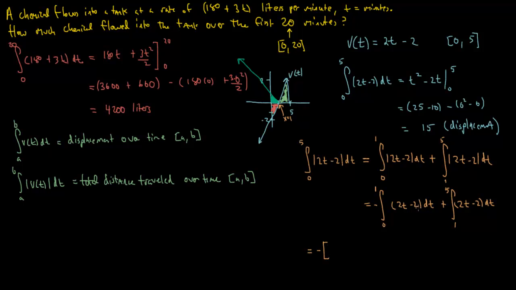All right, what's the antiderivative of 2t minus 2? Well, we already found that. We have up here t squared minus 2t. So that is t squared minus 2t. Now we need to evaluate that from 0 to 1 and add that to the exact same antiderivative, except now from 1 to 5. So we're going to have two applications now of the fundamental theorem of calculus. There is a negative sign in front of this one.